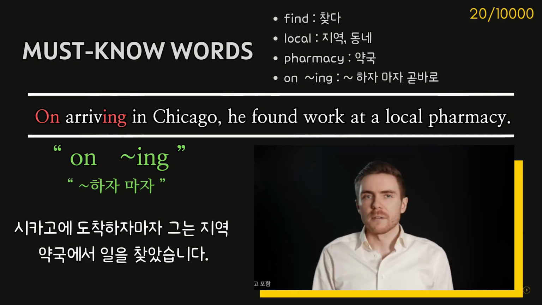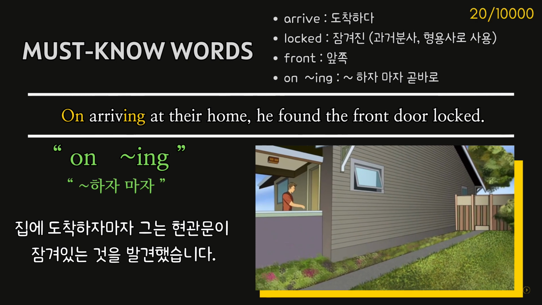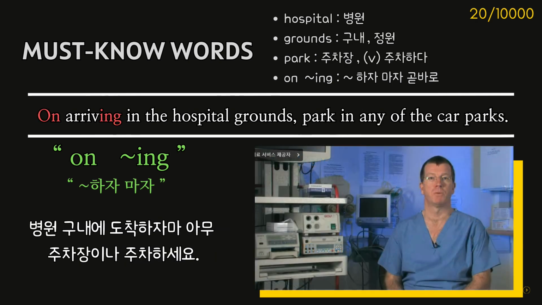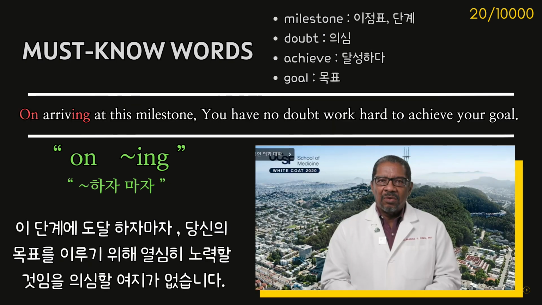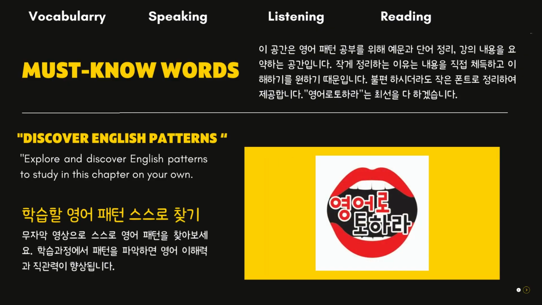On arriving in Chicago, he found work at a local pharmacy. On arriving at their home, he found the front door locked. On arriving in the hospital grounds, park in any of the car parks. On hearing the news, Trotsky, he was dumbfounded. On arriving at this milestone, you have no doubt worked hard to achieve your goal.